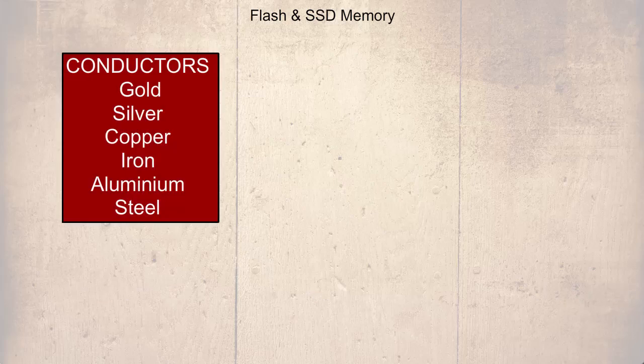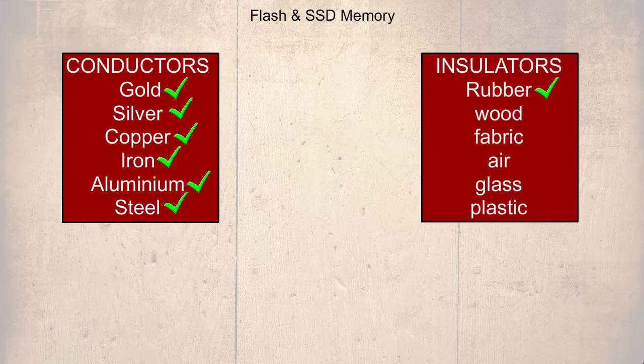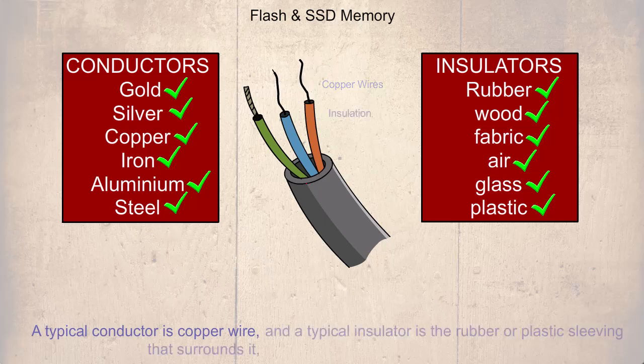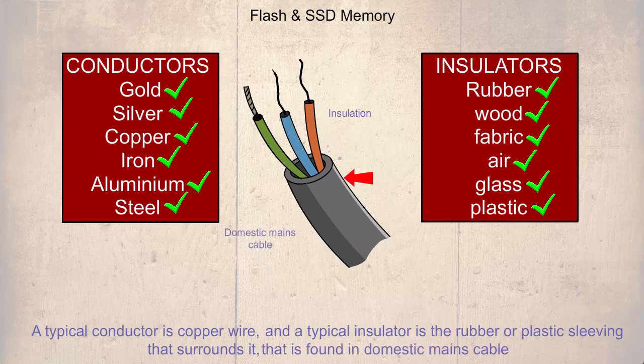The flow of electrons can pass through some objects easily. These are called conductors. Some examples are gold, silver, copper, iron, aluminium and steel. In other objects, this flow is slowed down or blocked, and these are called insulators, such as rubber, wood, fabric, air, glass and plastic. A typical conductor is copper wire, and a typical insulator is the rubber or plastic sleeving that surrounds it, that is found in domestic mains cables.